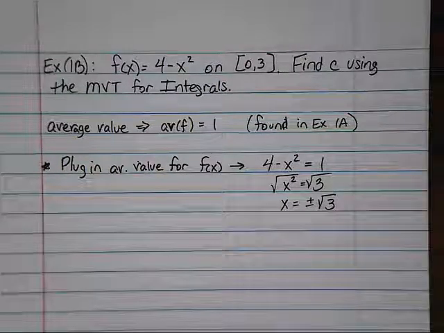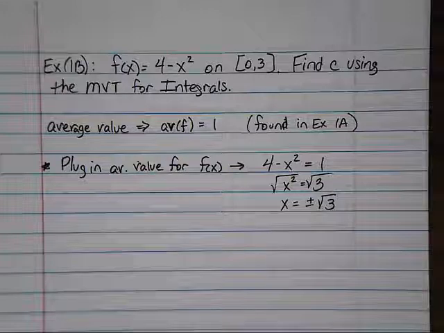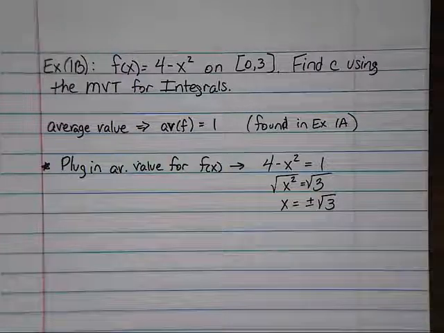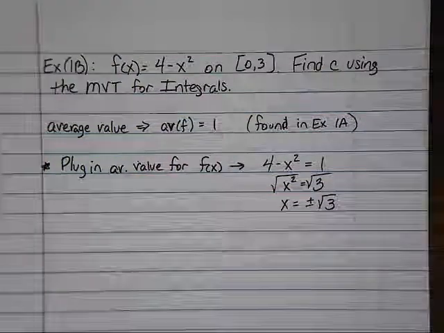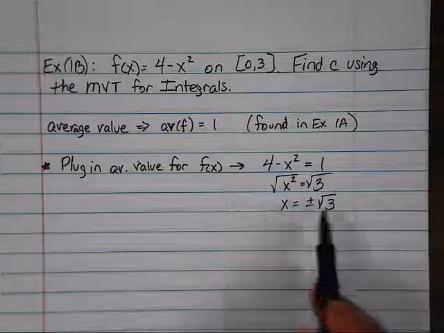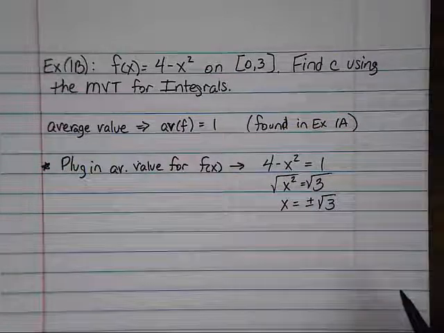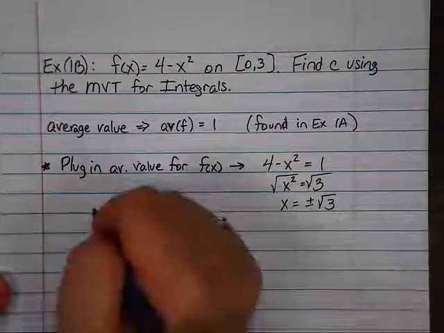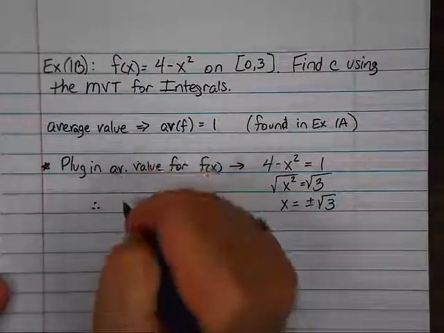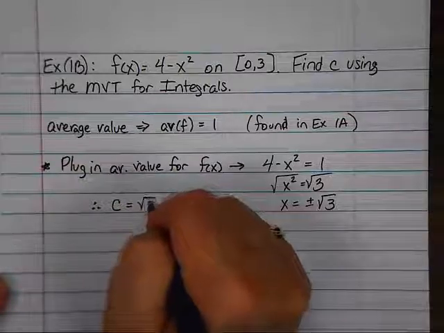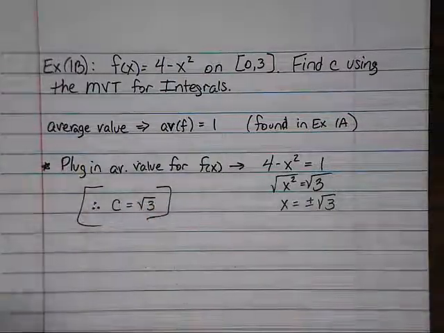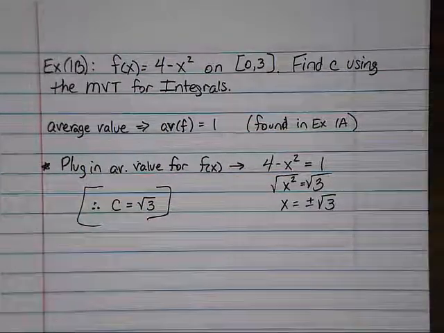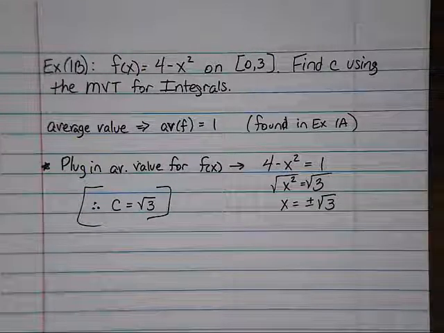Okay, according to the theorem, however, it says that the value of c has to be on the interval. Our interval is 0 to 3. Are both of those answers on the interval? No, only one of them is, and that is the positive value. So therefore, c is going to be the positive square root of 3. Any questions?